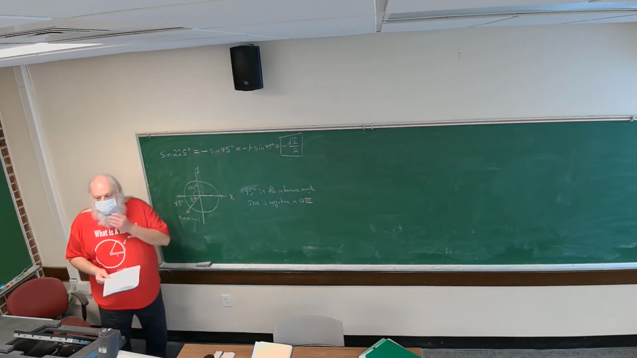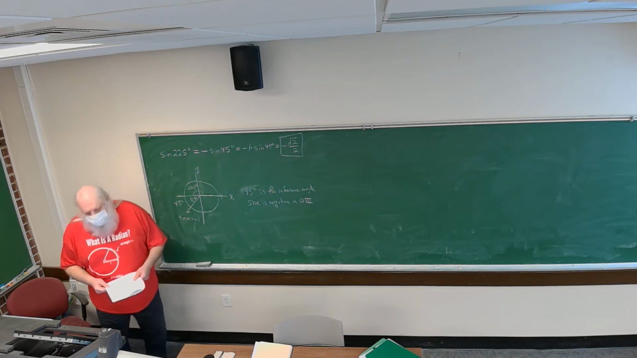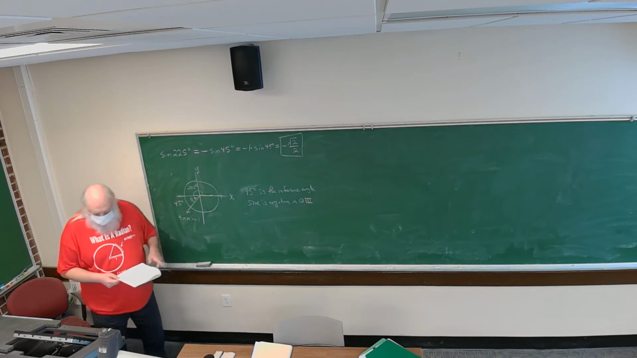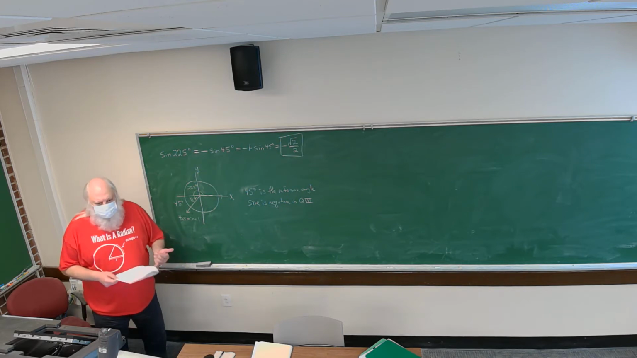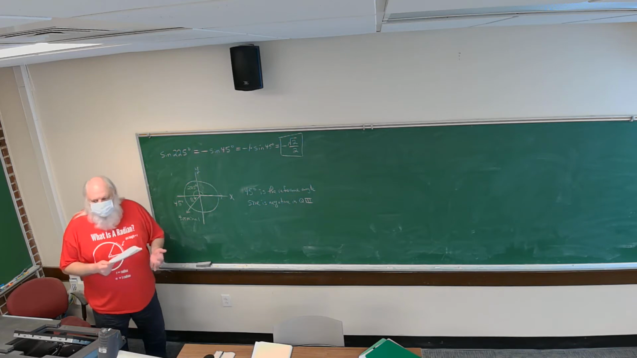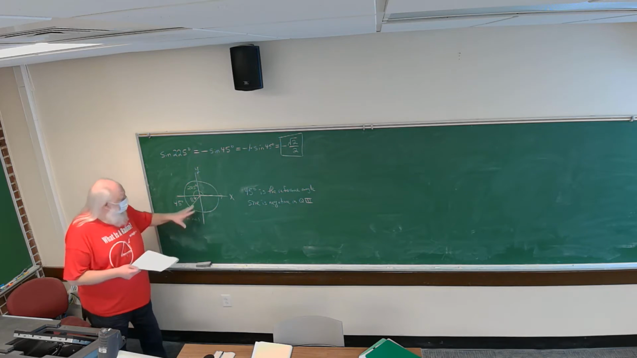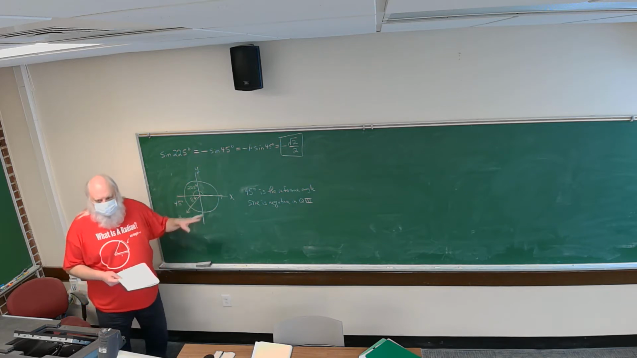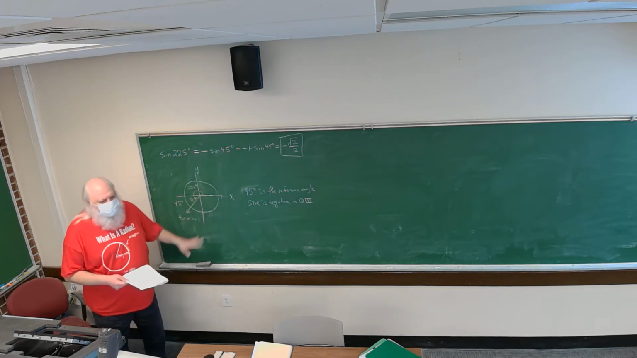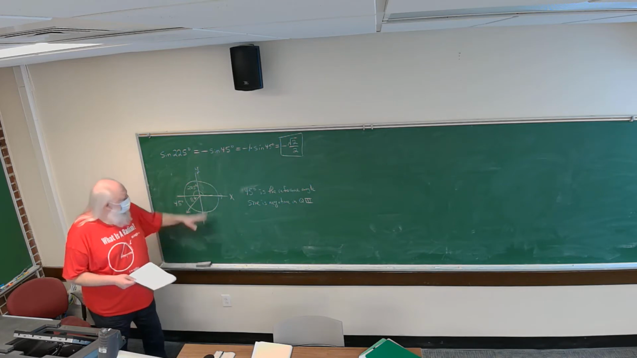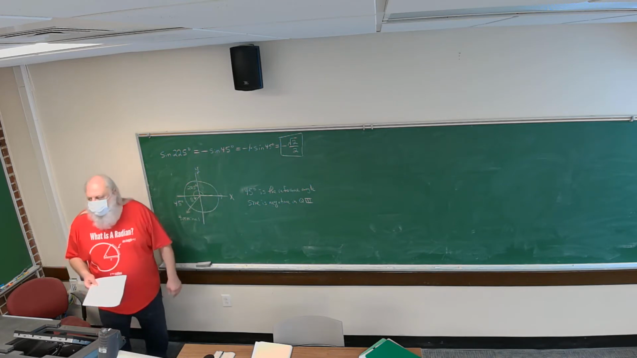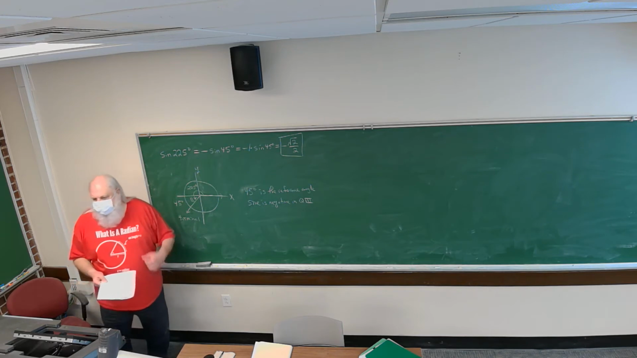Okay. So we're using what we know from the previous page. We know the exact value of the cosine function and sine function for 0 degrees, 30 degrees, 45 degrees, 60 degrees, and 90 degrees. And we're just using reference angles and symmetry and things of that nature to evaluate sine and cosine at different angles. Okay?